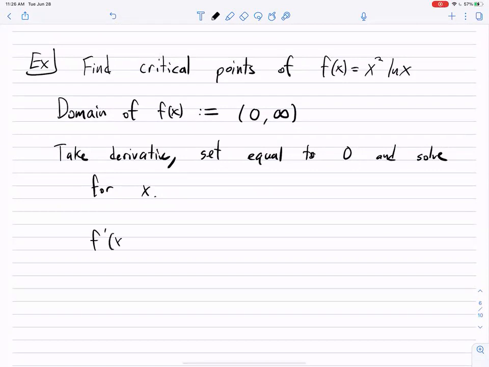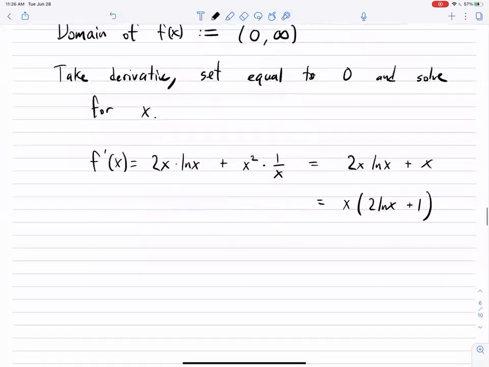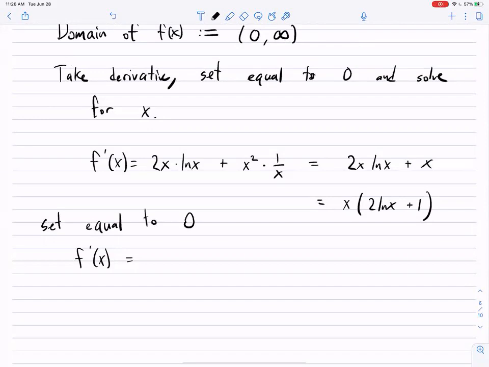So f prime of x, what is the derivative of this function? Well, it's the product rule, so it's 2x times ln of x plus x squared times the derivative of ln of x, which is 1 over x. And so this is 2x ln x plus x, which we could call x times (2 ln x plus 1). All right, and so set that equal to 0. So f prime of x equals 0. f prime of x is x times (2 ln x plus 1). Set that equal to 0.